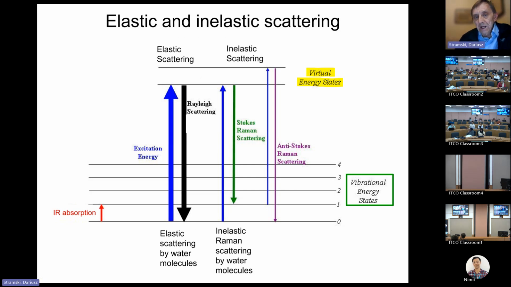Now, inelastic scattering occurs when there is a change in wavelength of scattered light compared to the incident light, and the inelastic scattering process is referred to as Raman scattering.